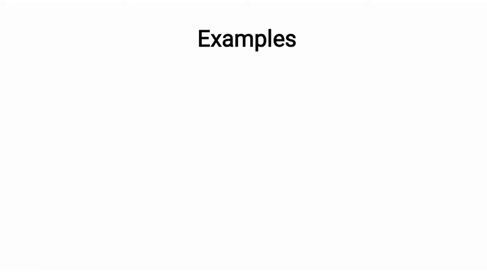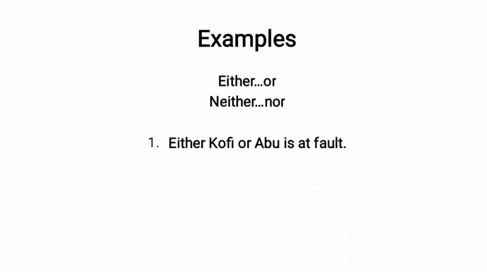Let us look at some examples to help us understand neither and either better. Before we take the examples, please take note. Either goes with or, neither goes with nor. Either or, neither nor.